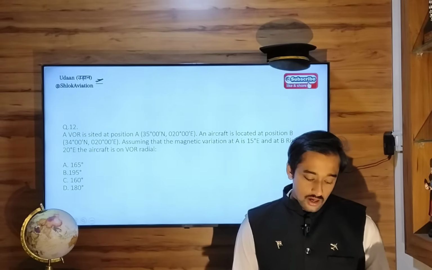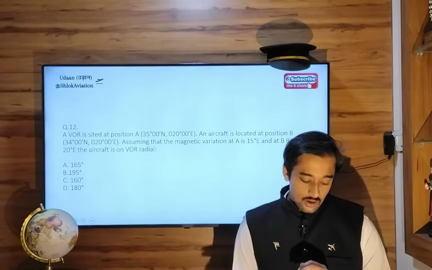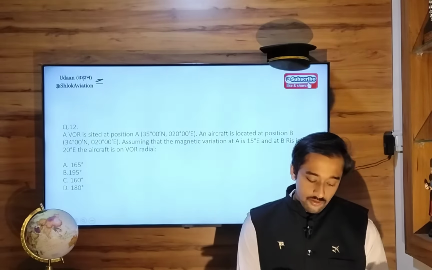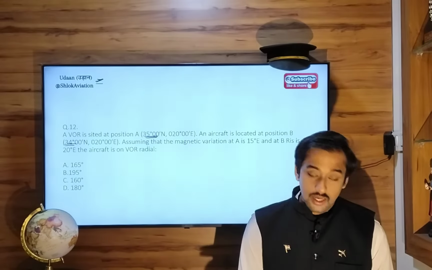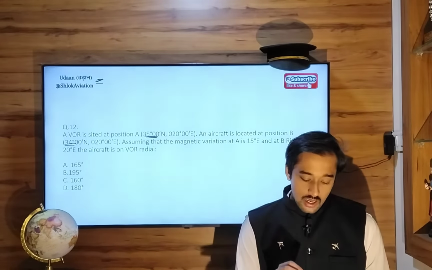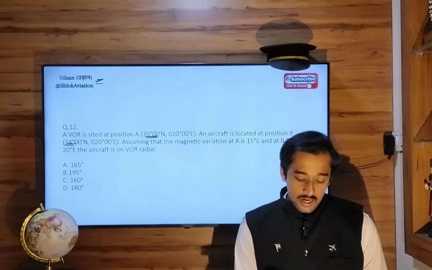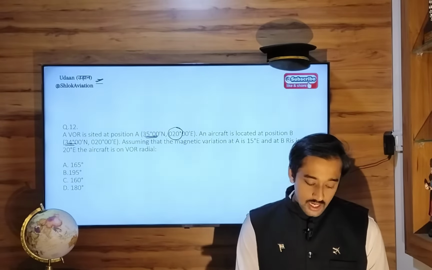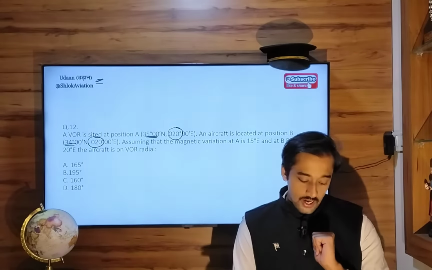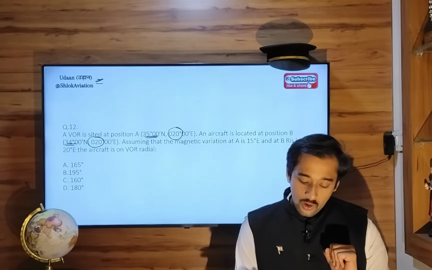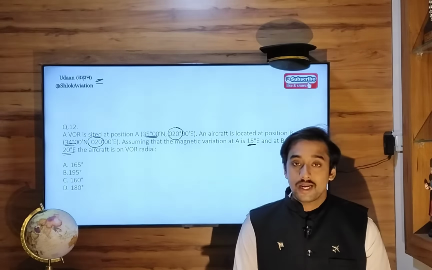Question 12. A VOR is sighted at position A. Aircraft is sighted or located at position B. Now, VOR is at 35° north. Aircraft is at 34° north. So, VOR is directly to the north of your aircraft. Why directly? Because both longitudes are the same. That means VOR is directly to the north of your aircraft. Variation at VOR is 15° east. Variation at your aircraft is 20° east.